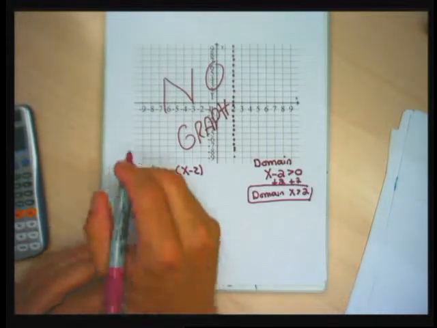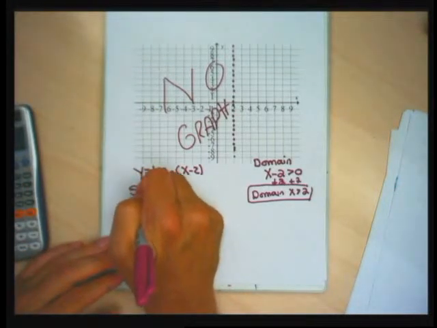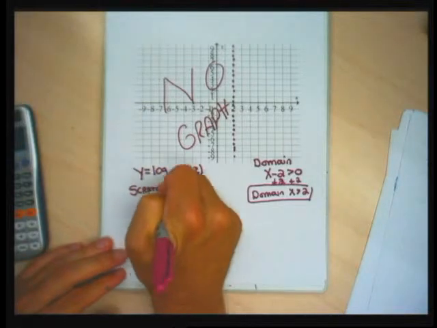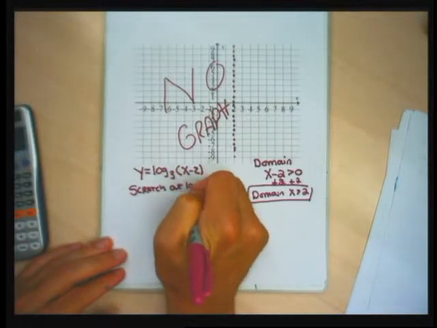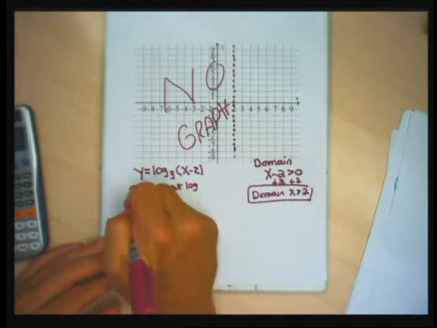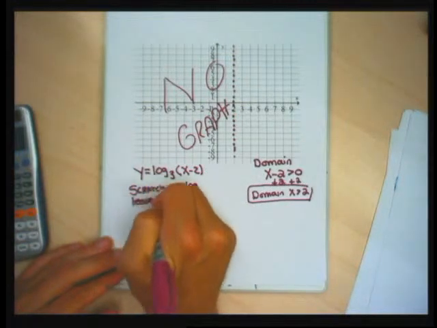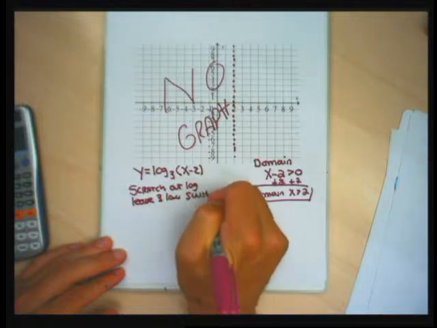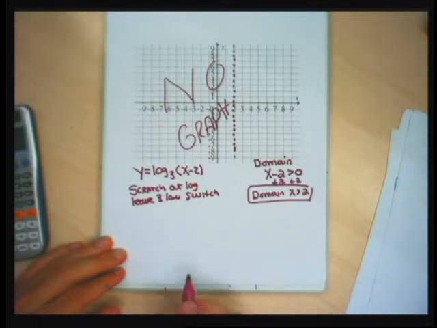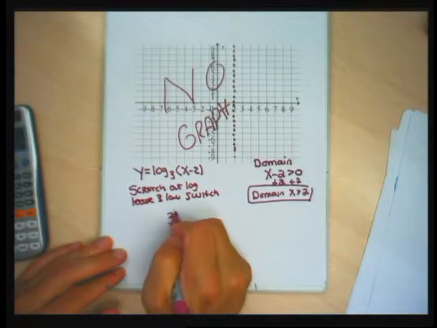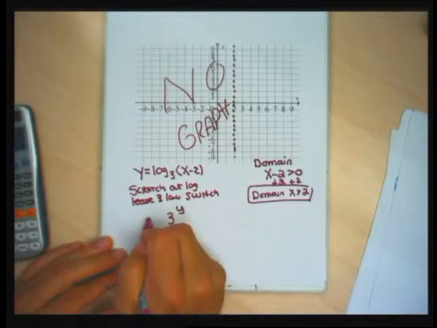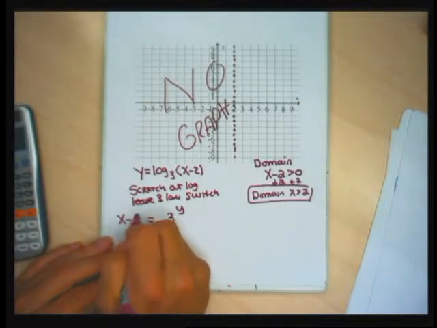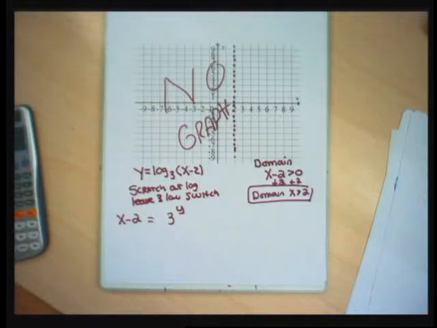Now I'm going to scratch out the log. I'm going to leave the 3 low, and I'm going to switch the other pieces. I'm writing in exponential form. So in exponential form, it's going to be 3 to the y power, and then I can free the x minus 2 from its parentheses.